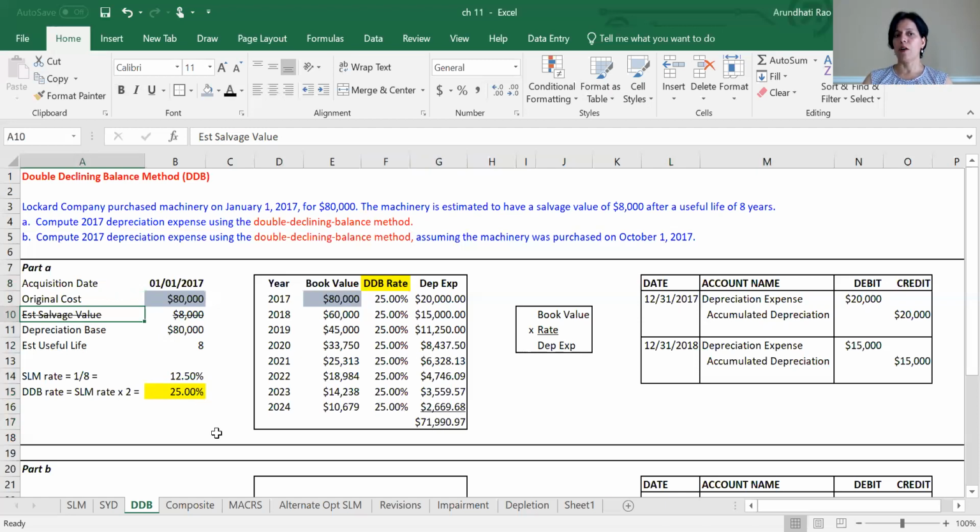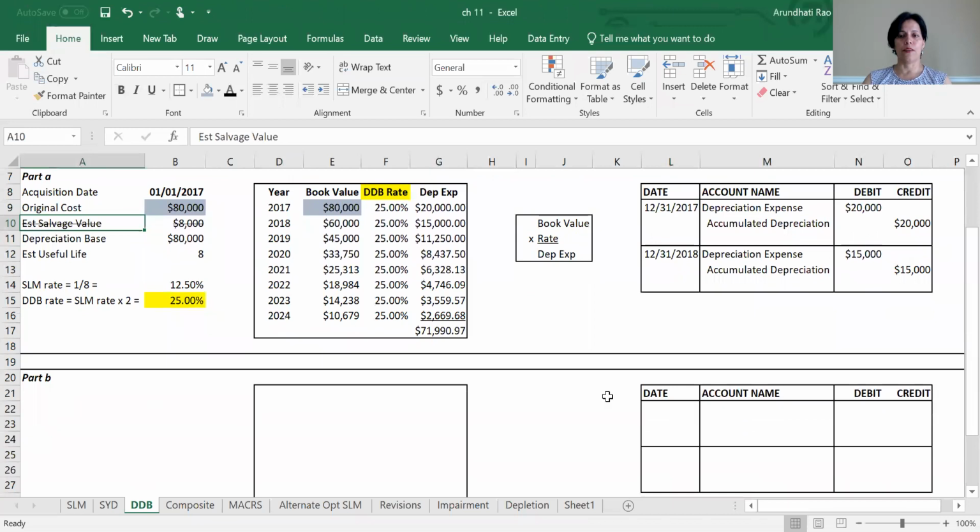Okay, now let's look at Part B and see what's going to be different. In Part B, we were told that depreciation expense has to be calculated, again using double declining balance method, but assume that the asset was purchased on October 1st, 2017. So how many months did I have the asset in the first year? October, November, December, that's 3 months. I didn't have it for the full 12 months. So let's see what's going to be different.